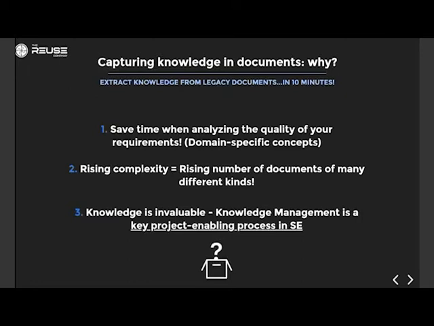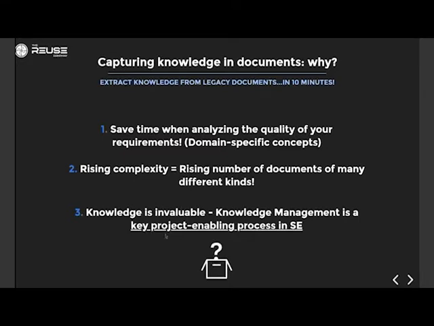The second aspect is the rising complexity. So you have to repeat this process lots of times because there's a rising number of documents to define the system functionality and the system in general. And the documents are of many different kinds. So you need a process that is neutral in terms of documentation. For example, a human can read an Excel sheet differently from a Word document and differently from a DOORS module. Here, the idea is that we can read all these documents the same way and using the same process.